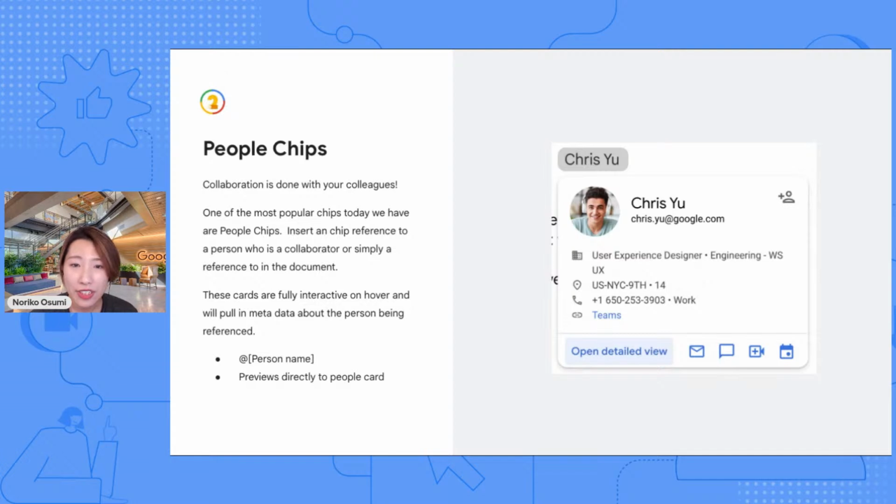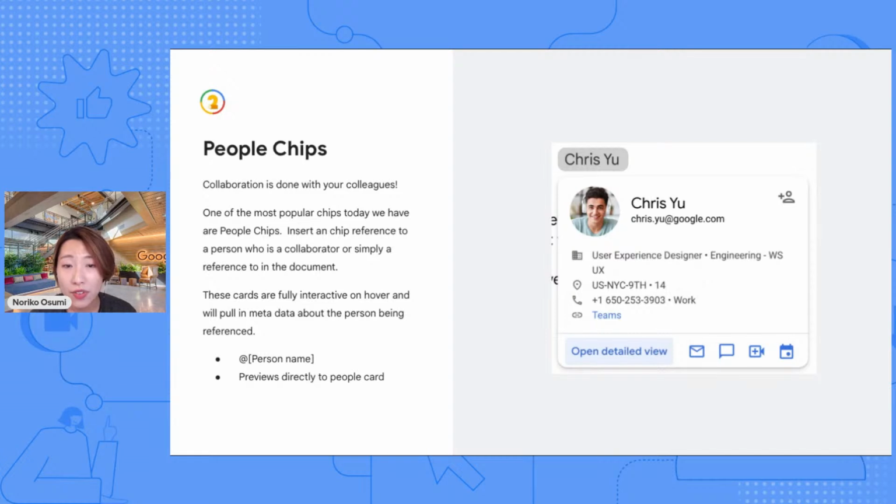You can actually just type in the name of the person you want to reference, and it will create what we call these people chips that have the ability to put in additional metadata, and I mentioned, to show you more information about the particular user.